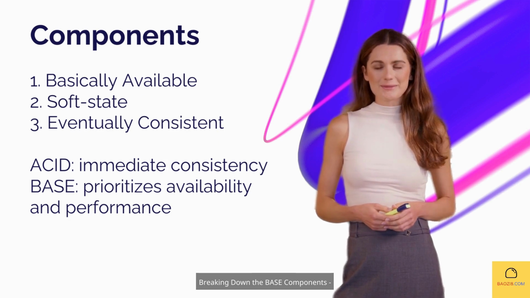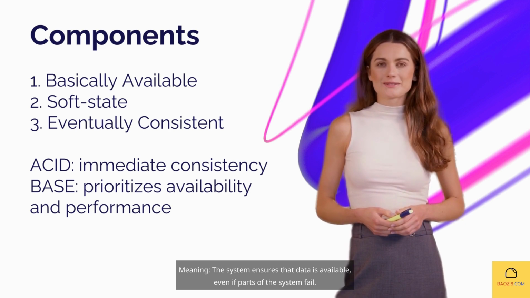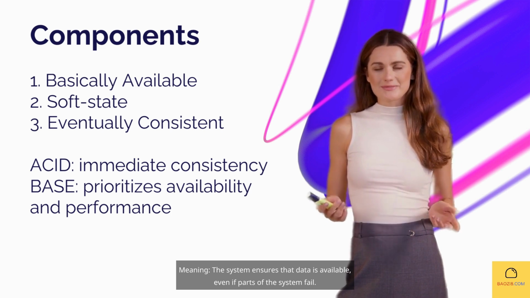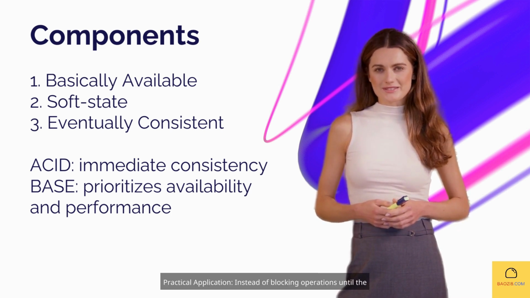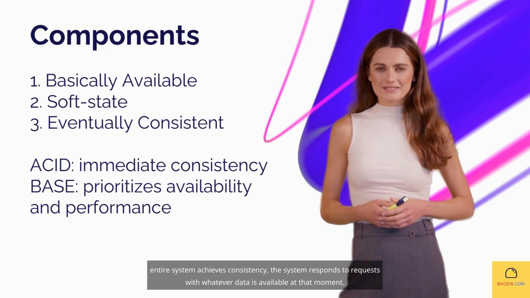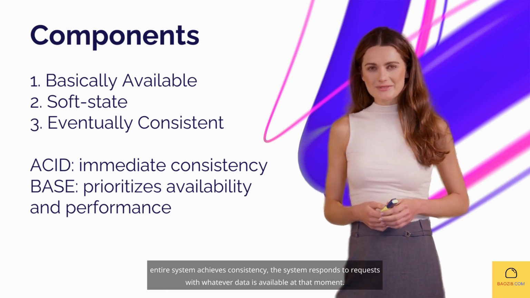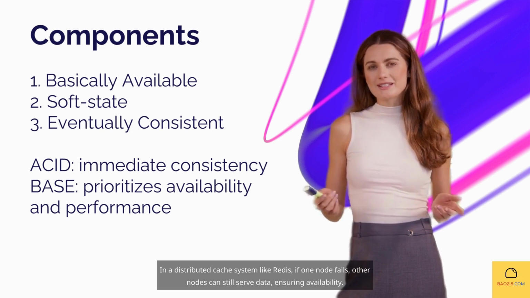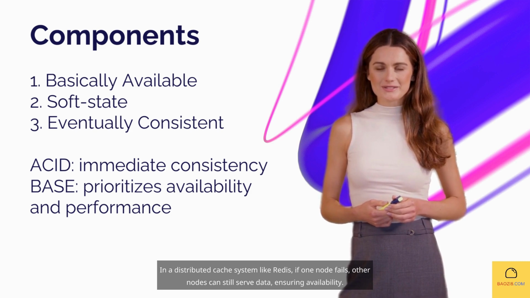Breaking down the BASE components. 1. Basically available. Meaning, the system ensures that data is available, even if parts of the system fail. Practical application: instead of blocking operations until the entire system achieves consistency, the system responds to requests with whatever data is available at that moment. Example: in a distributed cache system like Redis, if one node fails, other nodes can still serve data, ensuring availability.